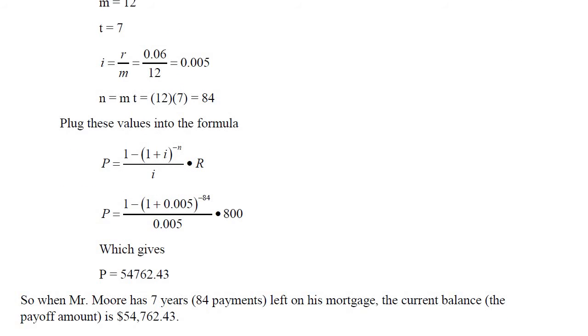So plugging those into our formula for decreasing annuity, this gives us P is equal to 1 minus, open parentheses, 1 plus 0.005, close parentheses, exponent negative 84, all that is over 0.005 and then times 800. So when I calculate that, that gives me $54,762.43. So when Mr. Moore has 7 years left, which is 84 payments, that's how much he owes on the house.